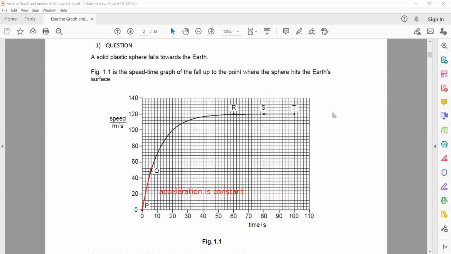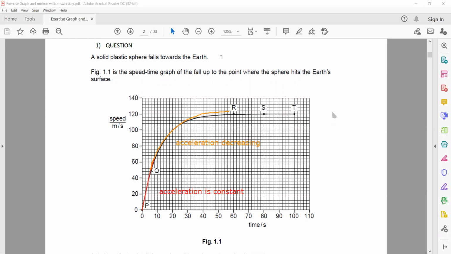What happened from Q to R? As you can see, the slope is decreasing from Q to R. So as the slope is decreasing, it shows that the acceleration will decrease. So when you explain this motion from Q to R, you will mention the acceleration is decreasing.